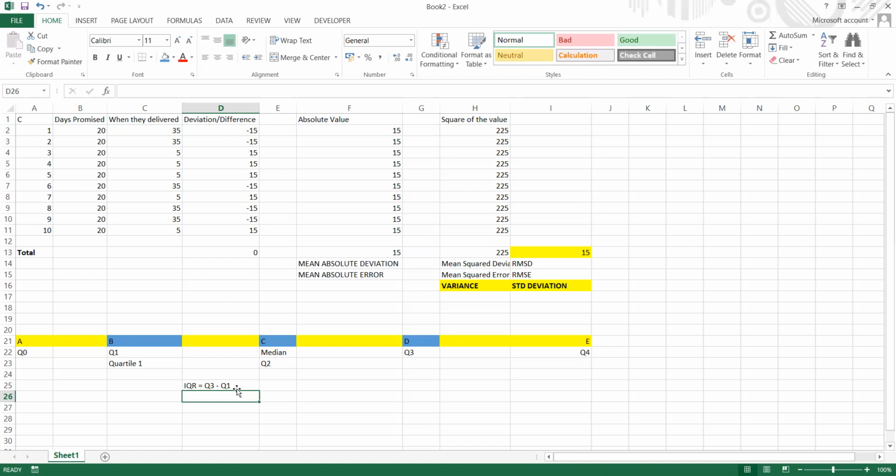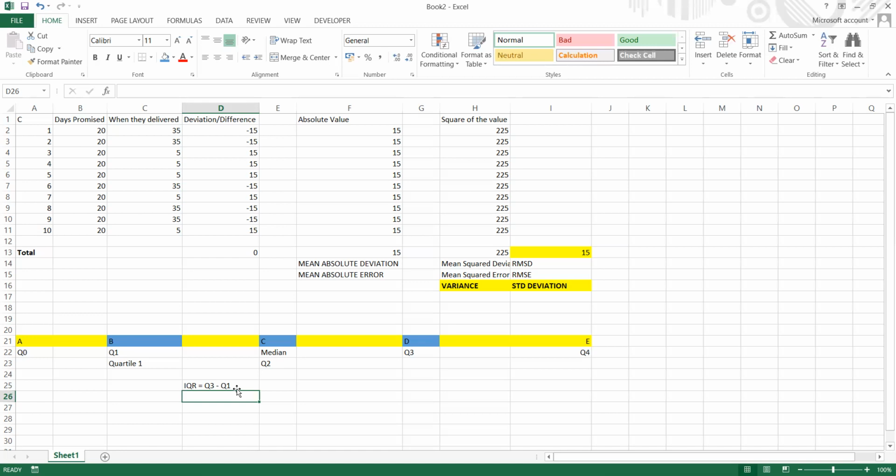So IQR is the range that you will do after calculating Q1, Q2, Q3, Q4. After calculating Q1, Q2, Q3, Q4, you do Q3 minus Q1. In range, we are doing Q4 minus Q0. Range, we are doing high minus low. So high minus low is basically Q4 minus Q0. But now we are doing IQR, which is Q3 minus Q1. Okay. Interquartile range.